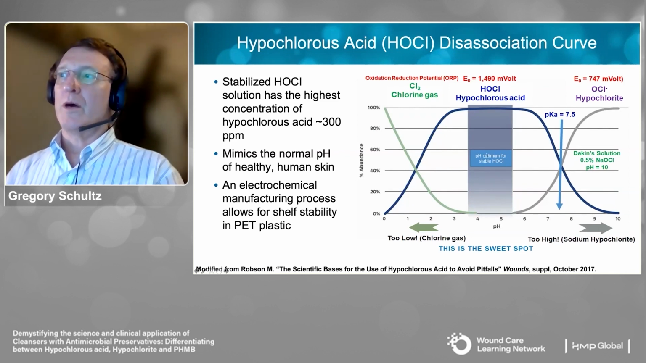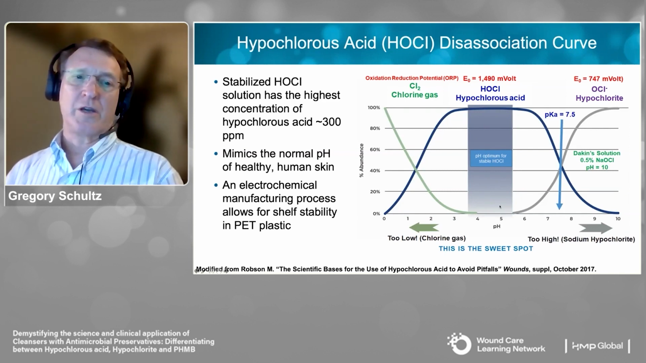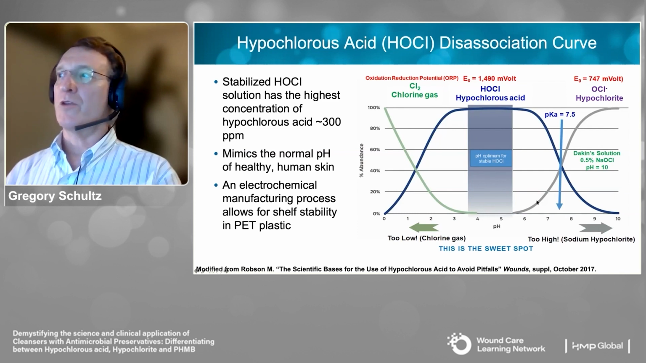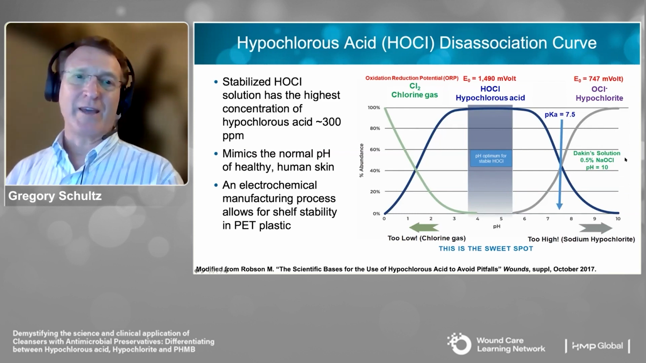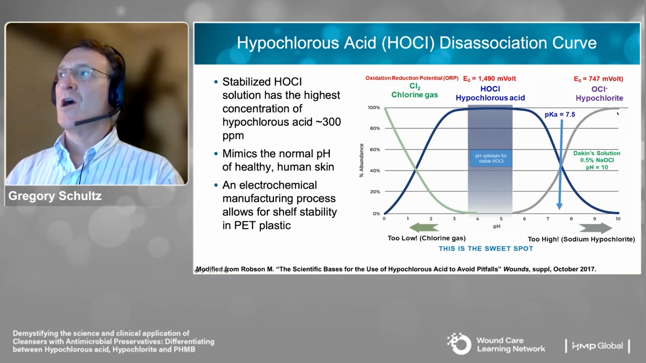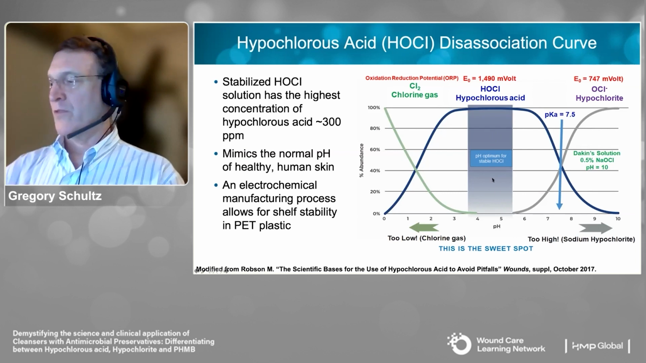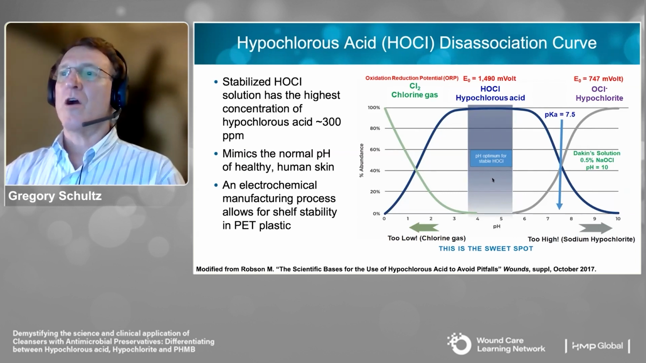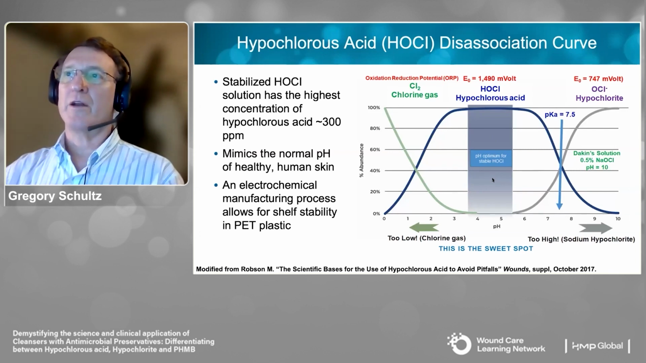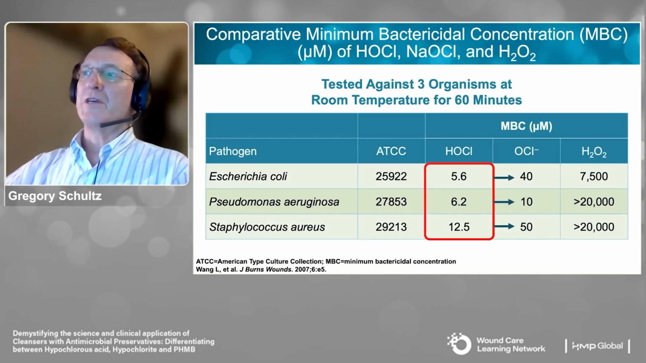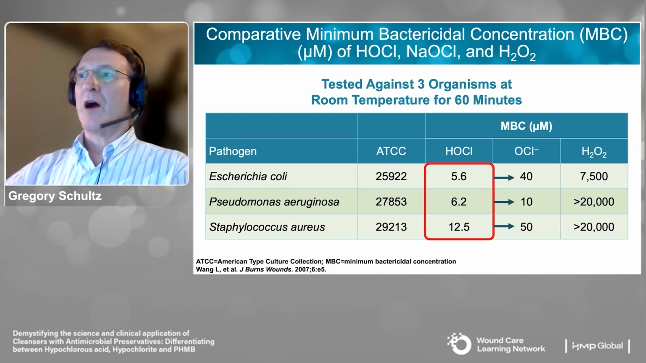Now, the optimal pH for this is from about 4 to 5, where essentially 100% of the hypochlorous acid molecule will be protonated. That's much different than in Dakin's solution, which has a pH usually of around 10, where there's essentially none of the hypochlorous acid molecule left because it's all been deprotonated. So really, optimally, what we want is the hypochlorous acid form of the molecule because of its higher oxidative potential and higher microbicidal potency.